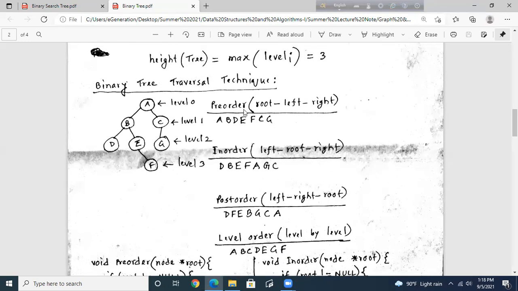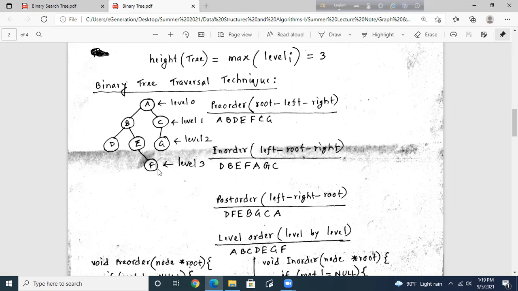Now I go for the pre-order. In the pre-order, at first root, then left, then right. The root is A, so at first I have to traverse the root, A. Then the left, and you have to complete the whole left, dear students.